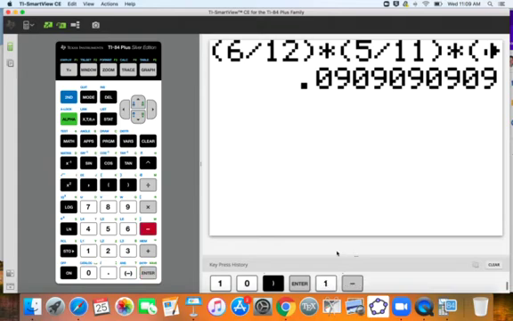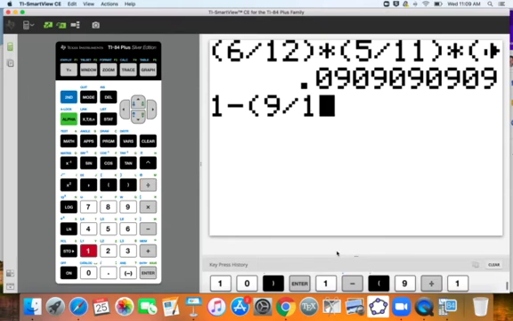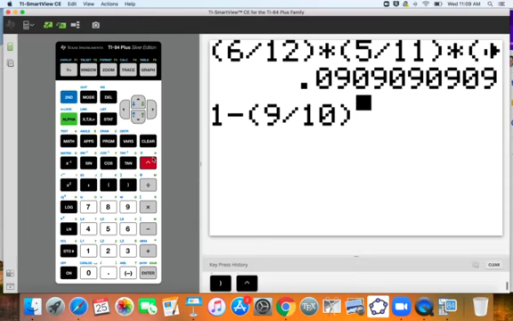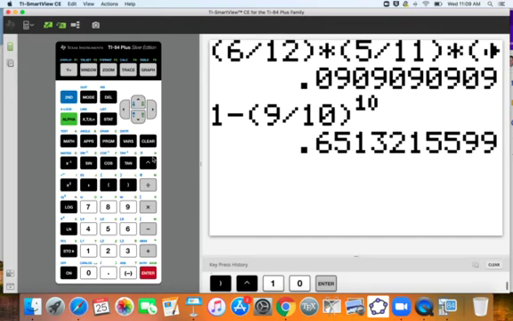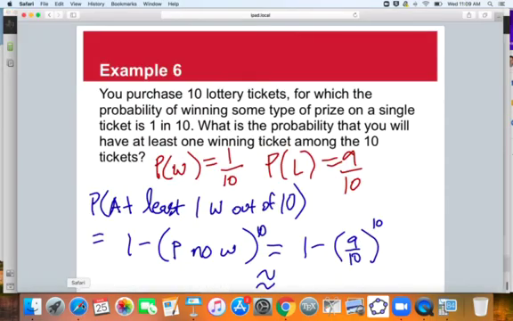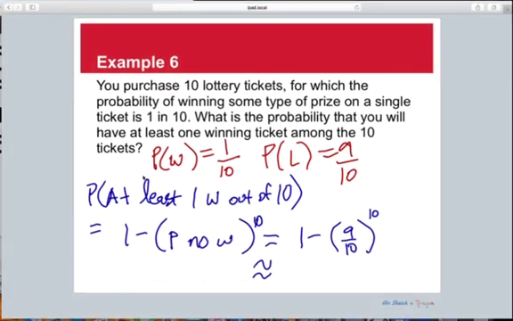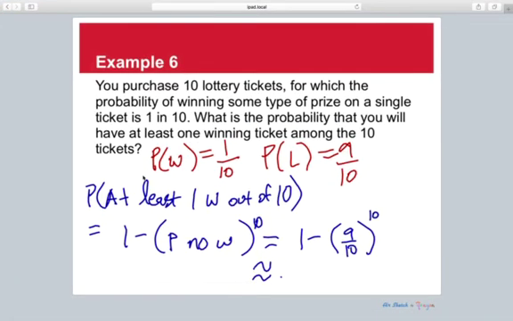All right, we'll just enter it as is, 1 minus 9 out of 10. I'm just going to raise that to the 10th. We get about 0.65. So about 0.65, or a 65% chance that if you buy 10 lottery tickets where the chance of winning is 1 in 10, at least one of them will be a winning lottery ticket.